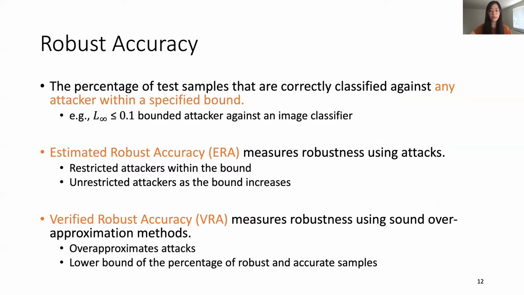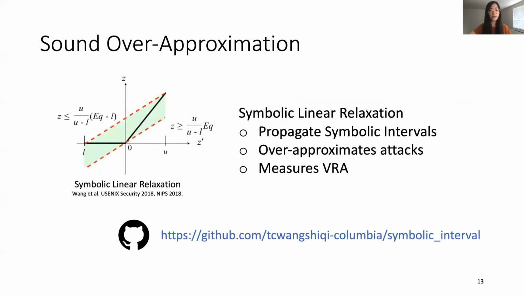The second metric is verified robust accuracy, VRA, which measures robustness using sound over-approximation methods. These methods over-approximate attacks and therefore usually provide a lower bound of the percentage of robust and accurate samples. There are many different types of sound over-approximation methods to verify the robustness of neural network models. In this paper, we use the symbolic linear relaxation method. On a high level, given input bound of a data point, we derive the overestimated output bound, which tells us whether a data point is always correctly classified given the input bound. This over-approximates potential attacks and can be used to measure VRA of trained classifiers.